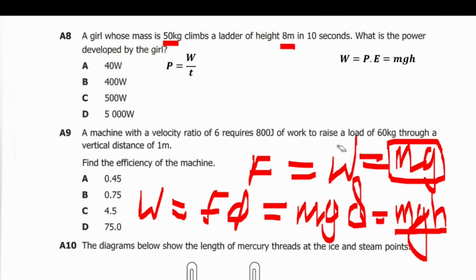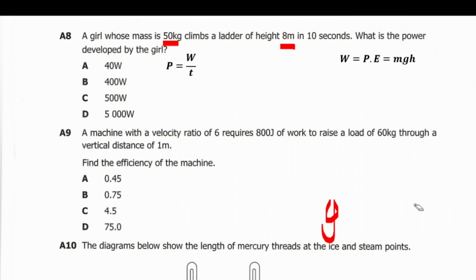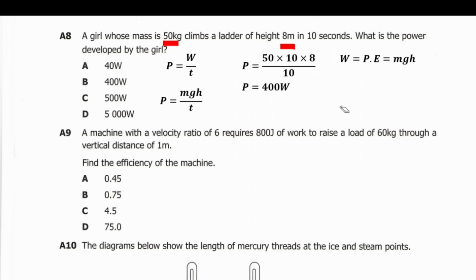So let's rub this so that we concentrate. Now what we are going to do here is to get this as work and substitute it. Where there's W, we put mgh as the work, because W is equal to potential energy, which is equal to mgh. Now we can solve. Where there's m, we put 50 kilograms, where there's g, acceleration due to gravity, which is 10 meters per second squared, where there's h, we put 8 meters. So power is equal to 50 times 10 times 8 over 10, which is time. When we evaluate the entire expression, we get 400 watts as the power. Power is always in watts. All right? So our answer is B.